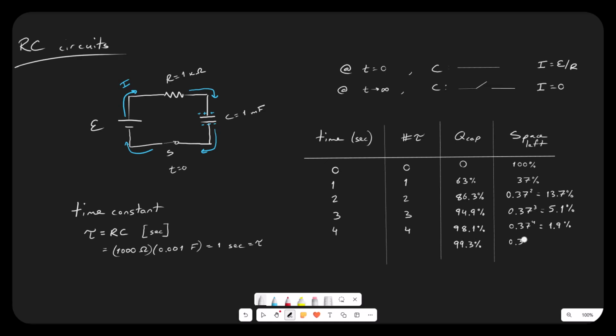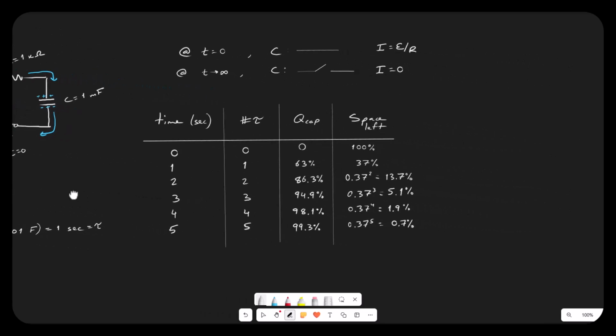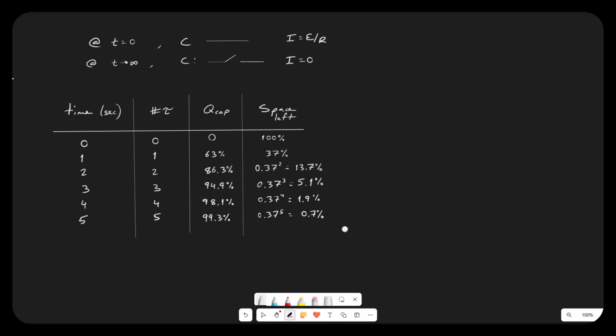This is 0.37 to the fifth, which is going to give me about 0.7%. That's after 5 time constants. So then I keep adding, and it's not going to make a whole lot of difference anymore, which means my graph, if I were to graph this thing, I would say charge on the capacitor, time, and let's throw those time constants on there, right? 1, 2, 3, 4, 5.